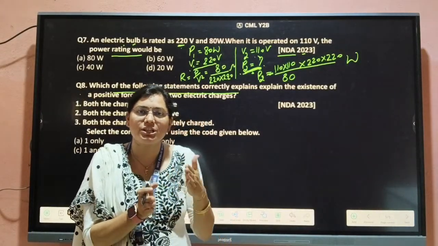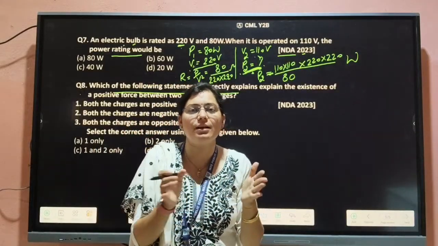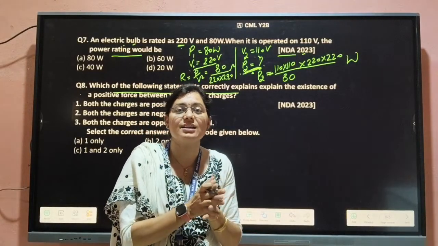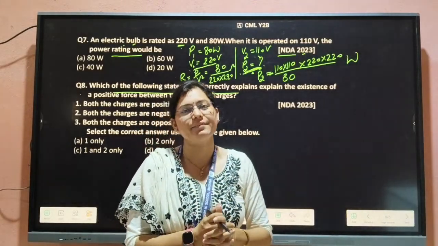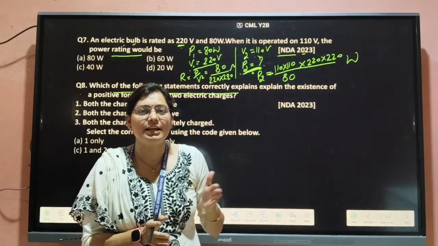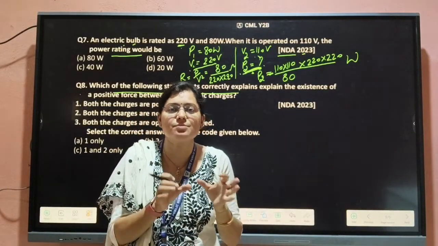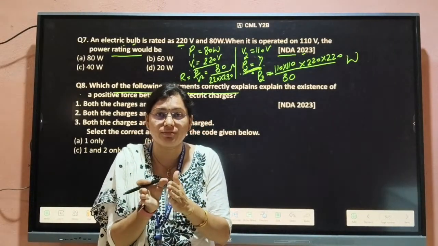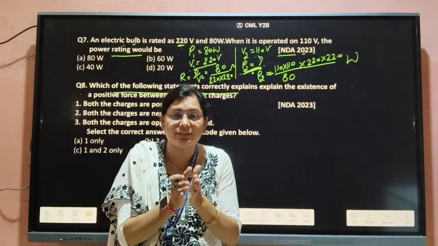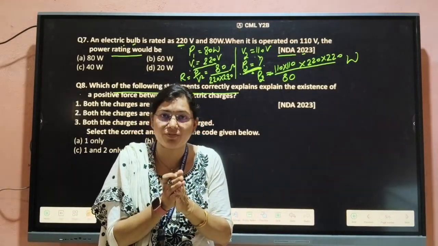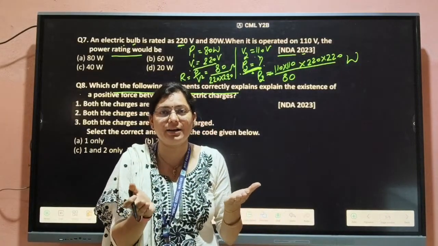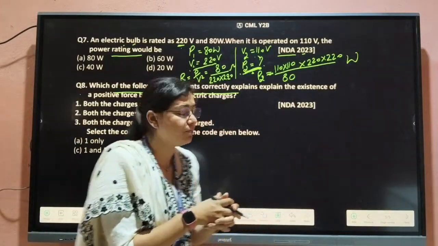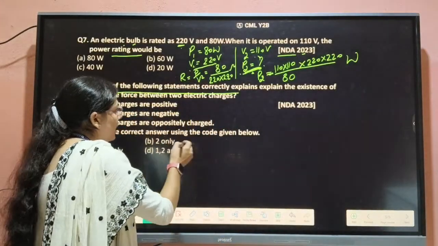Because the force will be of two types, positive or negative. If we take positive-positive or negative-negative, then they will repel each other, and if we take positive-negative or negative-positive, then they will attract each other. But if we take positive and negative charges, then the force between them will be negative. They will attract each other, but the force will be negative. If we take positive-positive or negative-negative, they will repel each other, but the force should be positive. Okay, I hope you understood, beta.